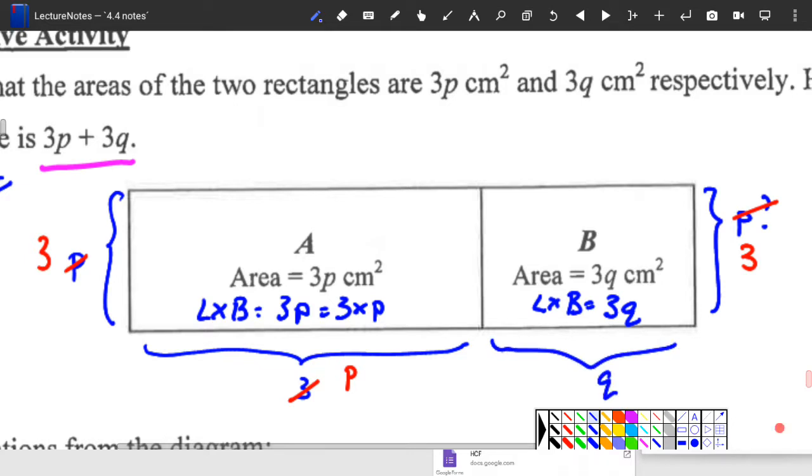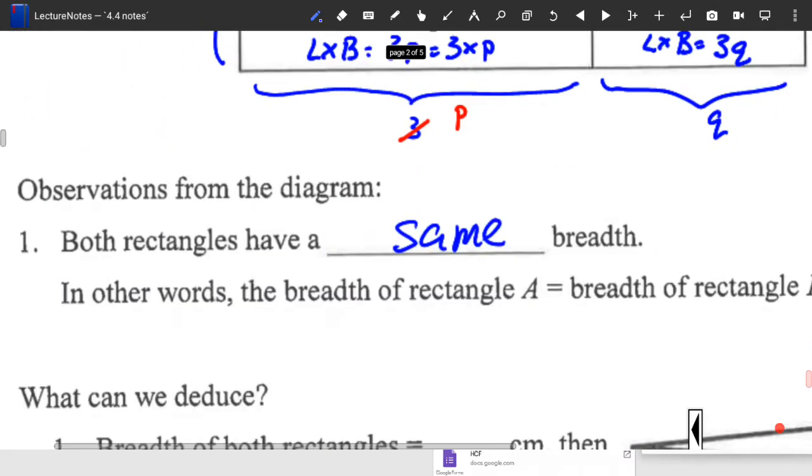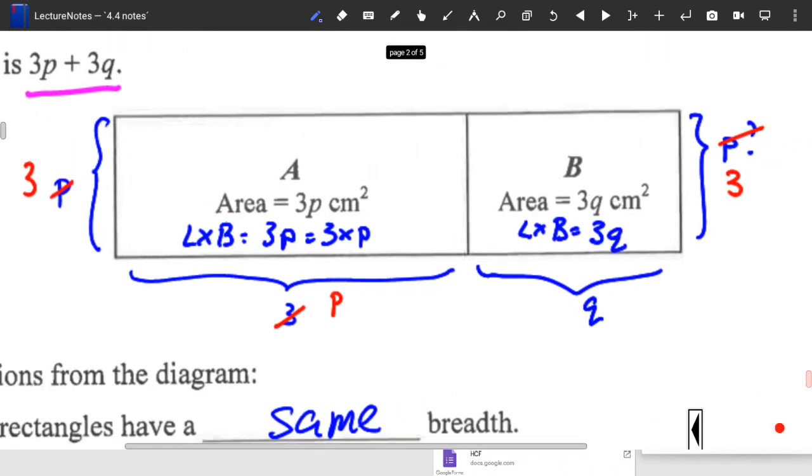I want to find area of A. 3 times P. Is it 3P? Yes, right? Area of B, 3 times Q. Is it 3Q? Yes, again. Do they share the same breadth? Then the breadth is 3. Then follow this diagram? Okay. Now I go on. Just follow the story. And then it says, we see whether it makes sense.